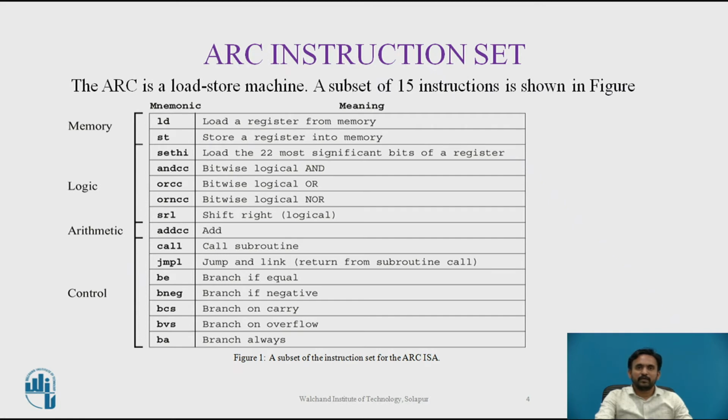Now about the ARC instruction set. Here in the table you can see some of the instructions which are used in the ARC machine. The ARC is a load store machine. The only allowable memory access operations are to load a value into one of the registers or store a value contained in one of the registers into a memory location. There are approximately 200 instructions in the SPARC instruction set, upon which the ARC instruction set is based. A subset of 15 instructions is shown in this particular table.